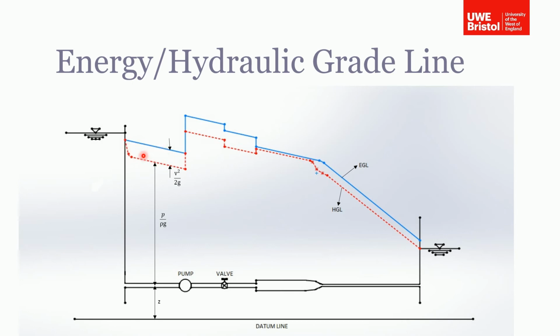The red line follows the blue line, but you can see that the difference is basically the dynamic head. Okay, so not dynamic pressure, it's divided by rho g, so the dynamic head. And you've also got the potential head shown here as well. So let's go from left to right, and hopefully this will start making sense in terms of the losses.